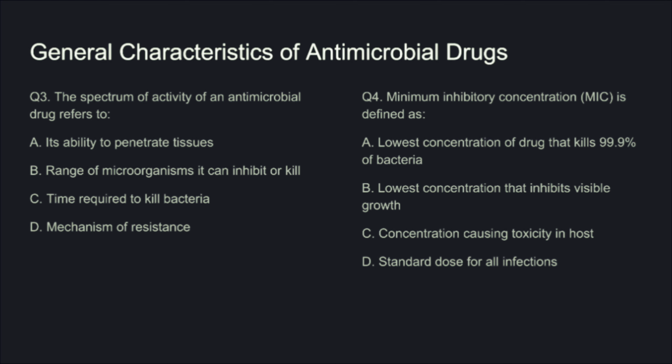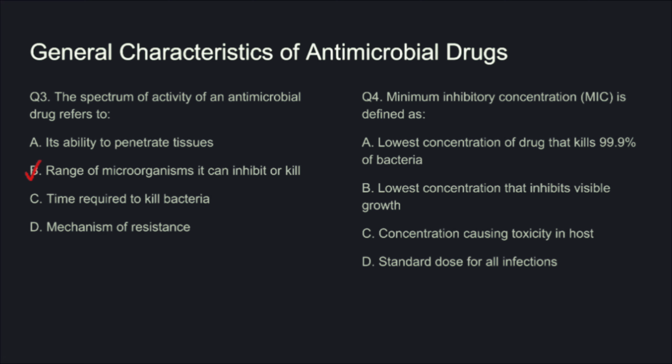Now question number 3. The spectrum of activity of an antimicrobial drug refers to. Options are A, its ability to penetrate tissues, B, range of microorganism it can inhibit or kill, C, time required to kill bacteria, D, mechanism of resistance. The correct answer is B, range of microorganism it can inhibit or kill. So narrow spectrum drugs target specific pathogen, whereas broad spectrum drugs, they affect multiple types of microorganism.